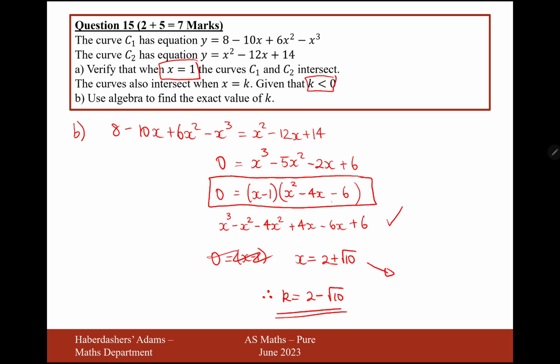There'd also be another solution of x equals 2 plus root 10. So in this question, the three solutions are 2 plus root 10, 1, x equals 1 is a solution, and 2 minus root 10, but the value k that we want to find is 2 minus root 10. So there we are, that's the answer for question 15, worth a total of 7 marks. Let's now move on to question 16.